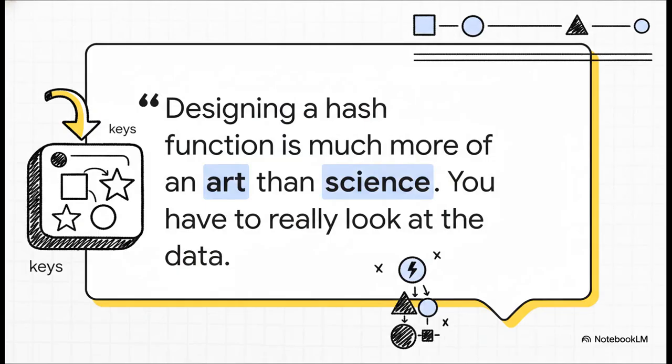But as this quote from our source material really points out, the real magic, the secret sauce, is in picking the right hash function. A good one will spread all the keys out nice and evenly, keeping collisions to a minimum. A bad one can cause everything to clump together, turning your super fast hash table right back into a slow, clunky list. It really does take a deep understanding of the kind of data you're working with.